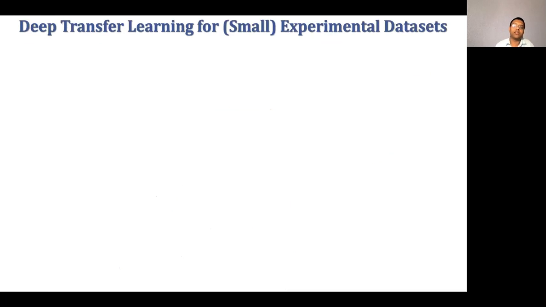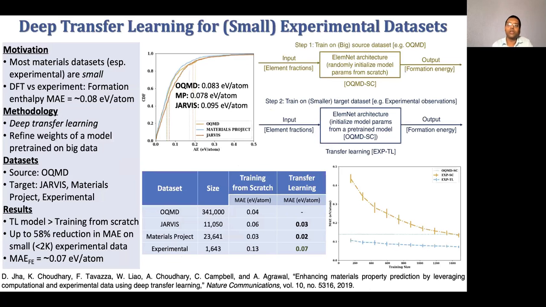But in material science, unfortunately, there's more often a problem of small data than big data, especially for experiment data. If you want to get the benefits of deep learning, we can use this concept of deep transfer learning, which is actually a very simple but elegant concept.